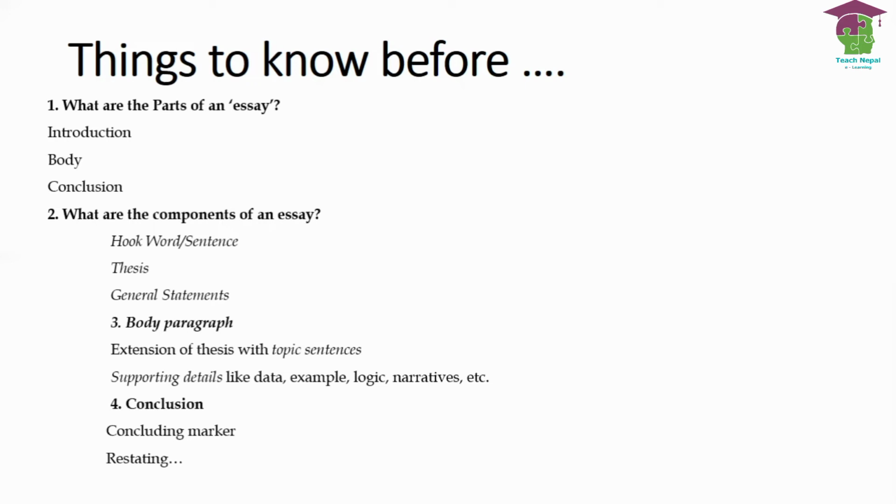So here we are going to discuss what are the hook sentences, what is the thesis statement, what are general statements, and what are topic sentences. These are very crucial things to know: hook sentence, thesis statement, general statement, and topic sentences. These are really important, as well as the concluding marker and restatement of the thesis statement, right? These things are important for us.